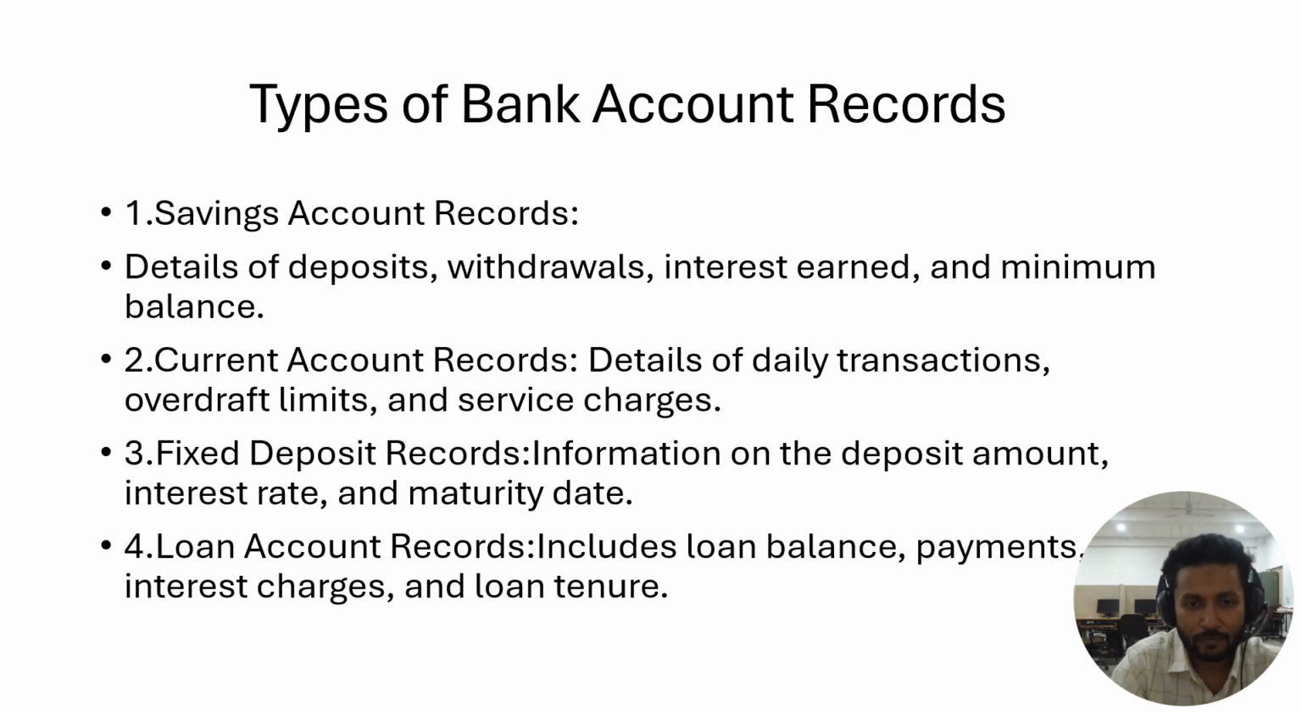Now, how many types of bank account records are there? First is savings account records: details of deposits, withdrawals, interest earned, and minimum balance. Second is current account records, in which details of daily transactions, overdraft limits, and service charges are included. Third is FD records, with information on the deposit amount, interest rate, and maturity date. And fourth is loan account records, which include loan balance, payments, interest charges, and loan tenure.